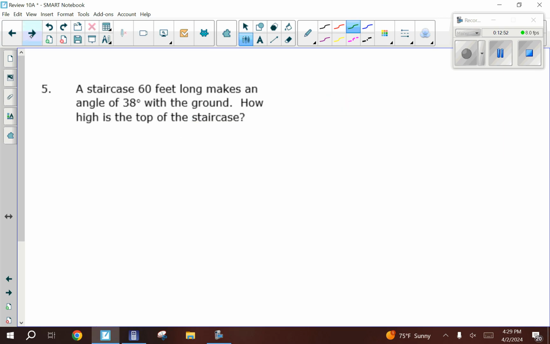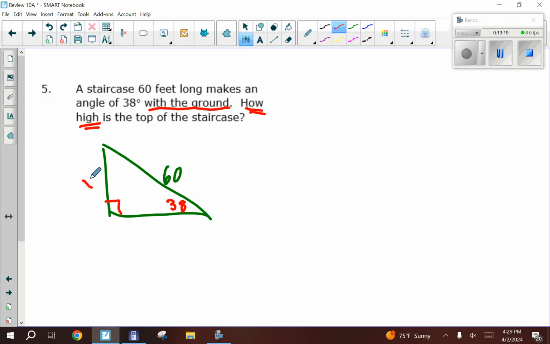Okay, next, the staircase is 60 feet long, and it makes an angle of 38 degrees with the ground. So we've got stairs. So our stairs are going to be the diagonal. So it's got stairs that are 60 feet long, and we've got our right angle over here. It says it forms an angle with the ground. The ground is the bottom, so it's got to form the angle over here, because we already know the other one is 90. So again, it says how high is this guy?